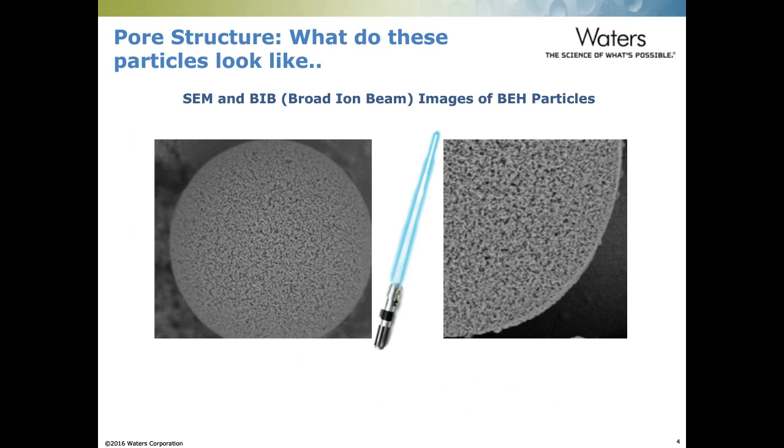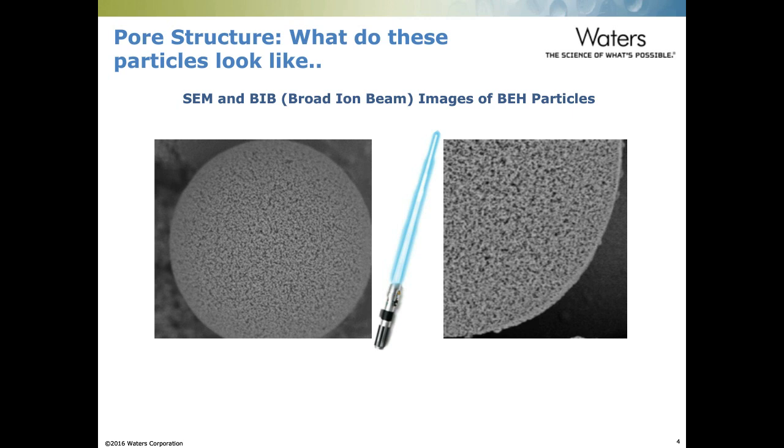Shown in this slide is a picture of a particle. It's a 1.7 micron BEH particle, and you can see on the left that the entire particle, if we're looking at the surface of it, is a porous structure, and this is what we're allowing the proteins and peptides to elute in and out of, or basically diffuse in and out of. If we take that particle and with a broad ion beam cut it in half, we'll get an image like we see on the right.